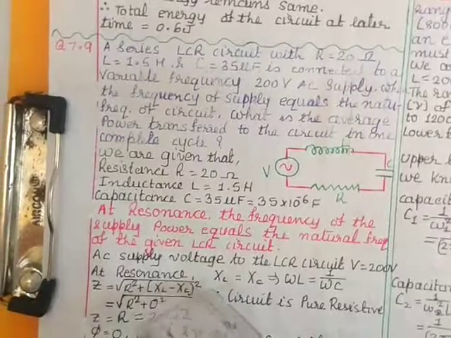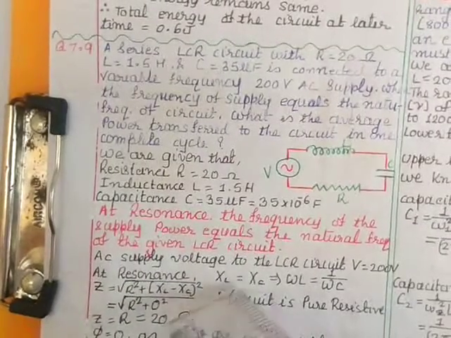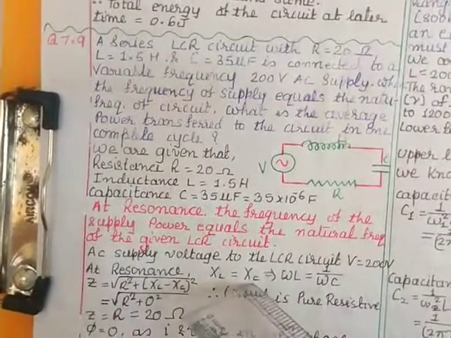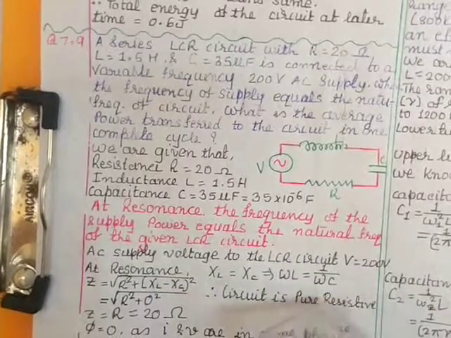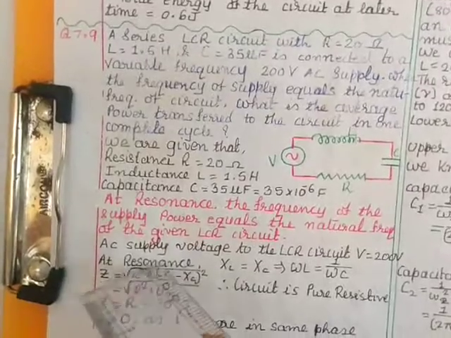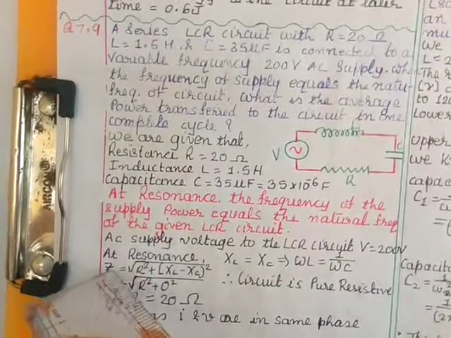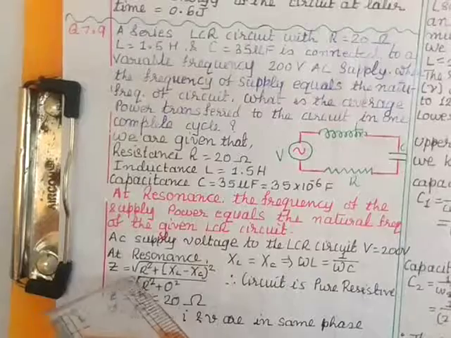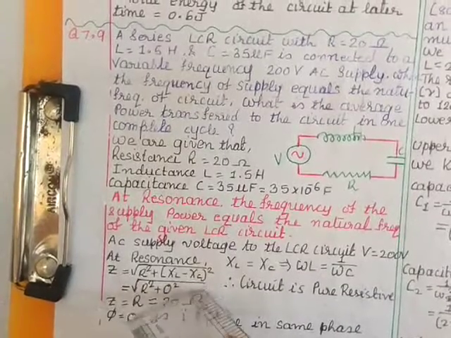At resonance, we know from the theory class that XL and XC become the same. XL is omega L and XC is 1 upon omega C. Now at resonance, the resistance is called impedance. It is given as the square root of R square plus (XL minus XC) whole square.